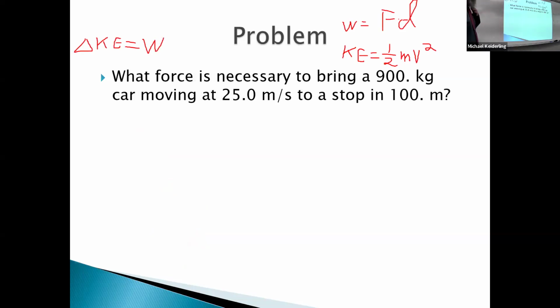So here, this is a question about work. Remember, change in kinetic energy is equal to work. What force is necessary to bring a 900 kilogram car moving at 25 meters per second to a stop in 100 meters? So remember, work is force times distance. Change in kinetic energy equals work.